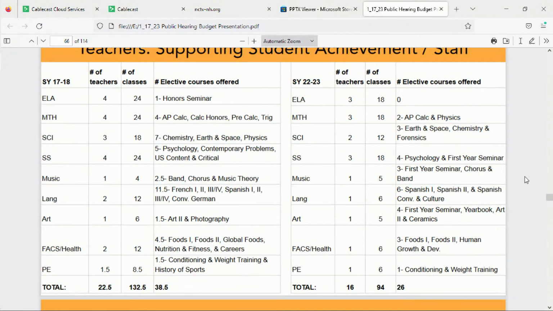This is a slide that I brought to the board earlier this year, and really it's to show the difference between school year 17-18 and now. On the left-hand side, you have the number of teachers, and I want to point out, obviously, we know that our size has decreased. So over the years, the number of credentialed teachers in our high school has gone down from 22 and a half positions to 16. And the impact to our students, looking at the bottom line here, is I could offer 132 plus sections to our students, and now I can offer 94 different course sections to our student population.